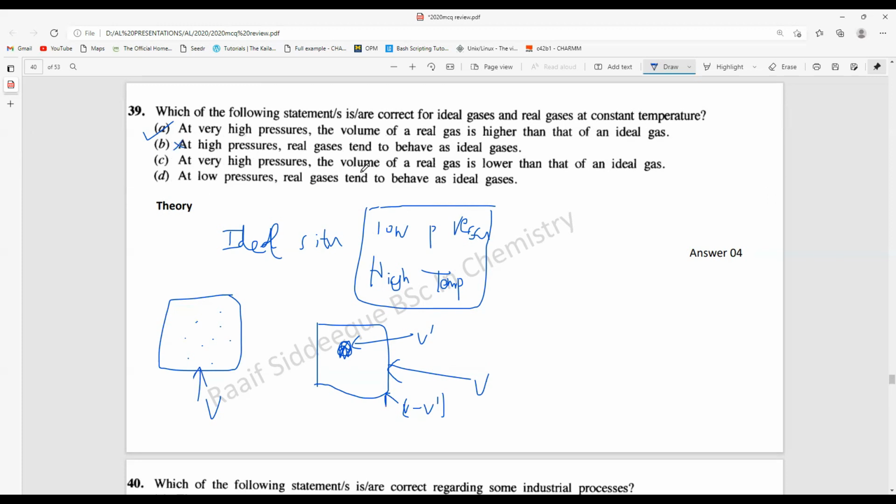At very high pressures, the volume of the real gas is lower than the ideal gas. I told you this is not the case, it will be higher. At low pressures, real gases tend to behave as ideal gases. Yes, that is the ideal situation. You need to have very low pressure. So A and D are correct. The answer is O.